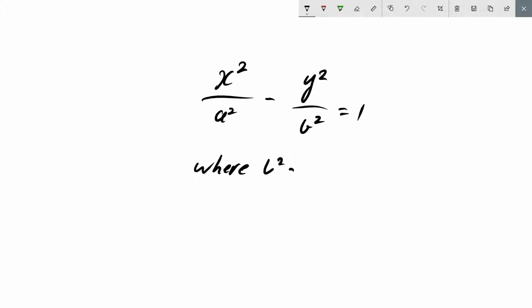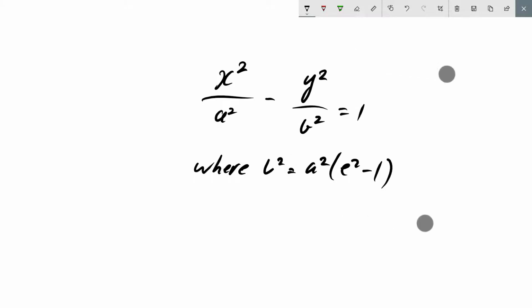Okay, so in this video we're going to be talking about the Hyperbola Locus, but this time we're going to learn how to move it around. So let's write down the general form. x squared over a squared minus y squared over b squared equals 1, where b squared is equal to a squared lots of e squared minus 1.